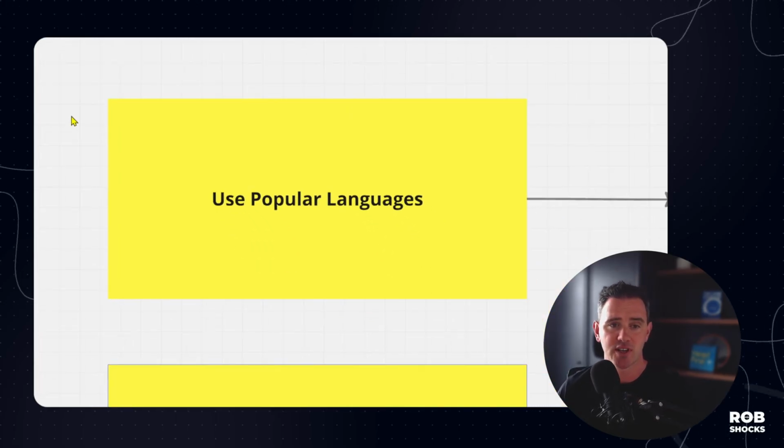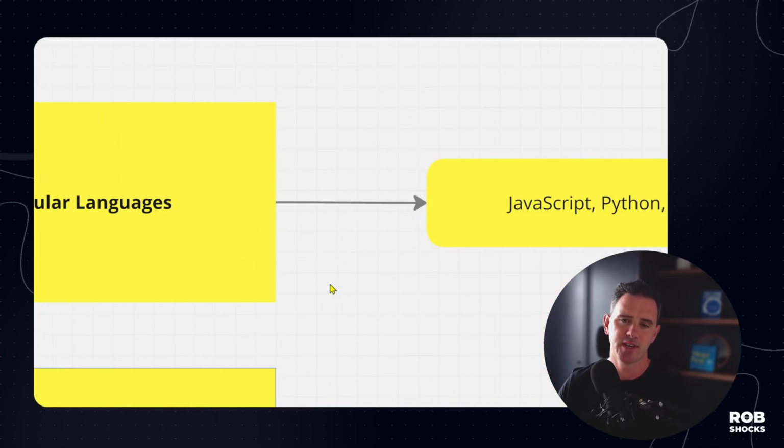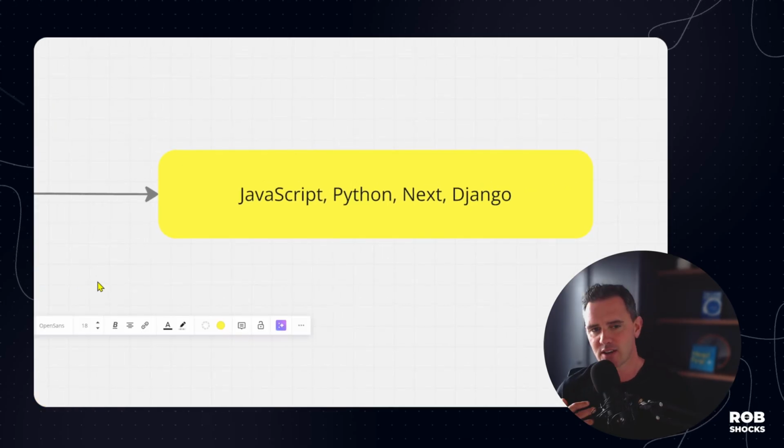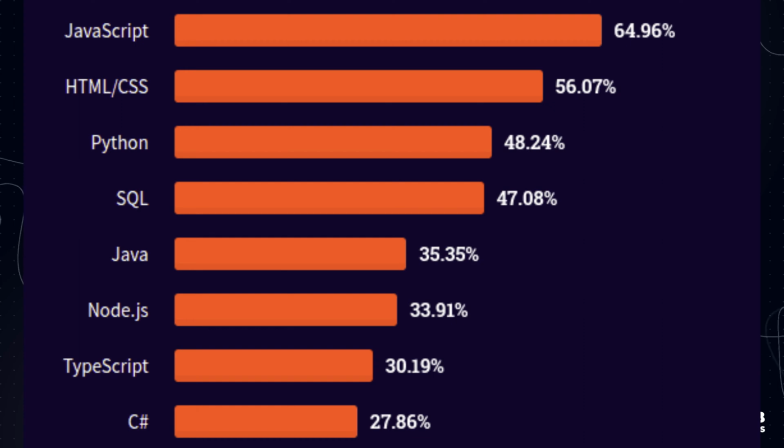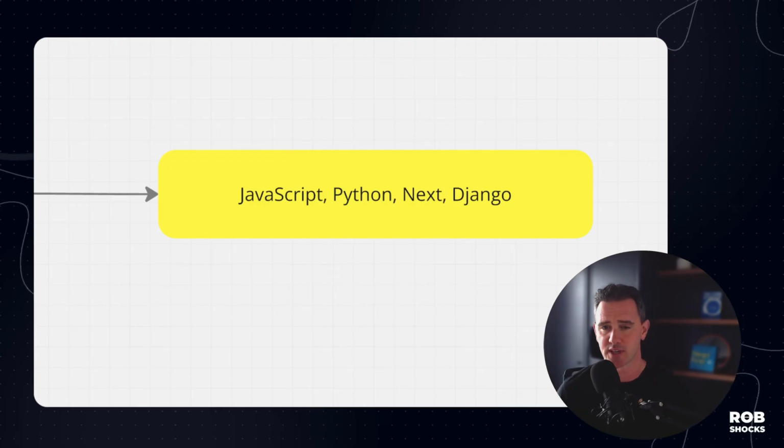So first of all is use a popular language. If you think about it, these large language models are trained on the web. They're trained on Stack Overflow. So you want to pick languages that have a lot of answers and a lot of corpus and data to work from. So JavaScript, Python, C Sharp, those top tier languages and the frameworks that are associated with those, like Next, Django, etc. So that would be my first tip.